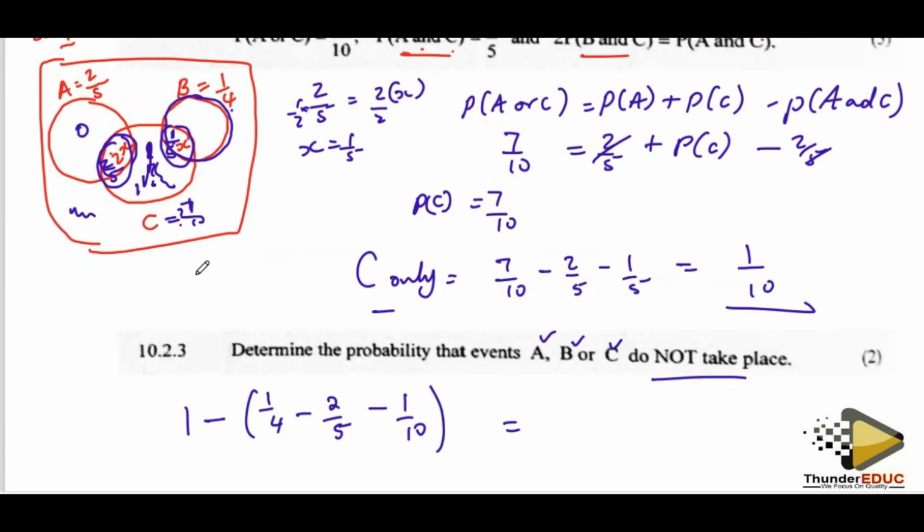So I have 1 minus, we said 1 over 4. And then subtracting 2 over 5. And then subtracting 1 over 10.